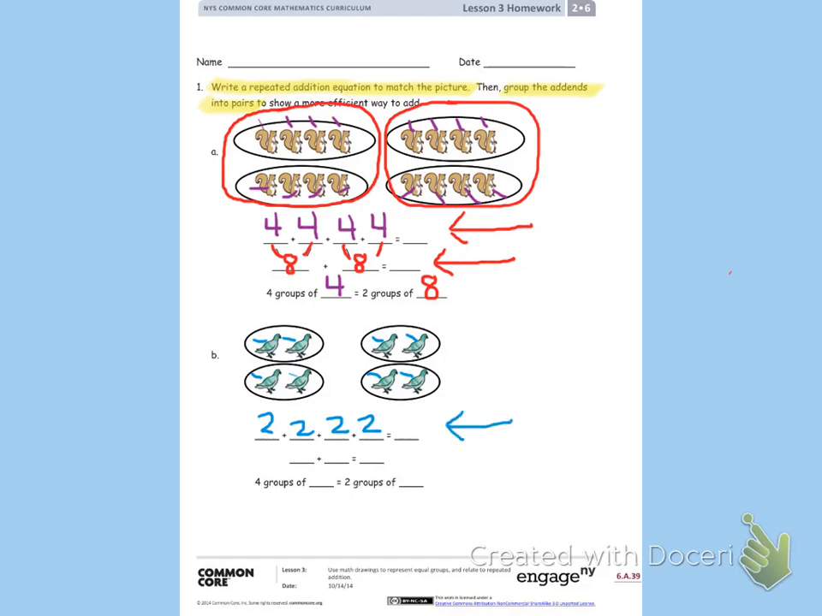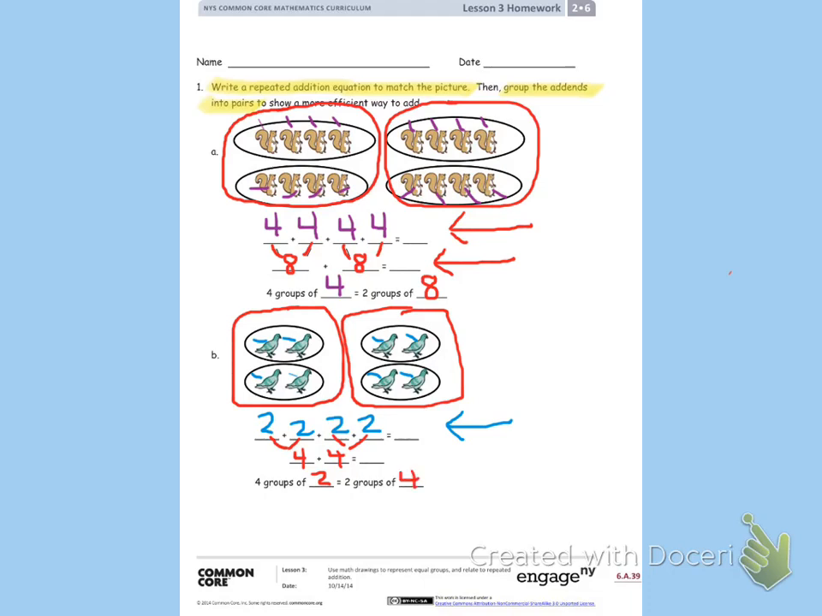the answer here. But don't forget the second part of the directions were to group the addends into pairs. Remember, a pair is 2. So here are 2 groups that I'm grouping together, and here are 2 groups that I'm grouping together. So instead of having 4 groups of 2, now I have 2 groups of, let's see, 2 plus 2 is 4, and 2 plus 2 is 4. So now I have 2 groups of 4.